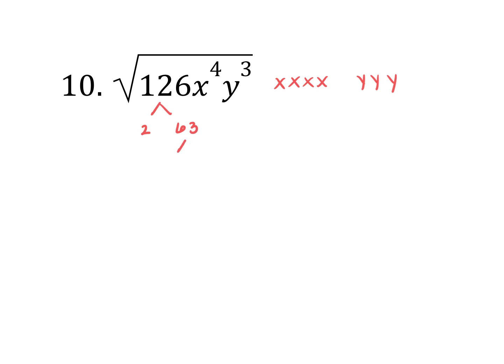63 is odd. So I'm going to say 3 and 21. And 21 is odd, so I'm going to say 3 and 7. Okay, so now I'm going to find my pairs. So right now I have a pair of 3s, but then I have a leftover 7 and a leftover 2. I have a pair of X's, another pair of X's, and 1 pair of Y's.